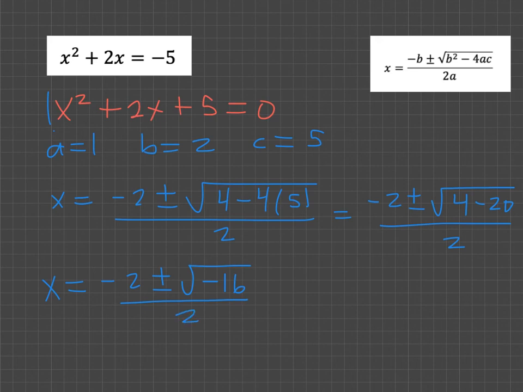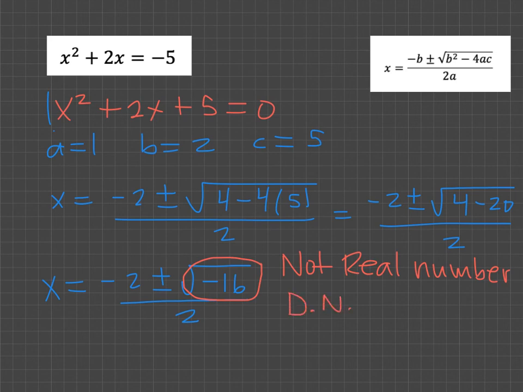Okay, we've got a square root, and underneath it is negative. When we have a negative under the square root, it is not a real number. In this section, we are only wanting real solutions. So our answer here is D and E for does not exist.